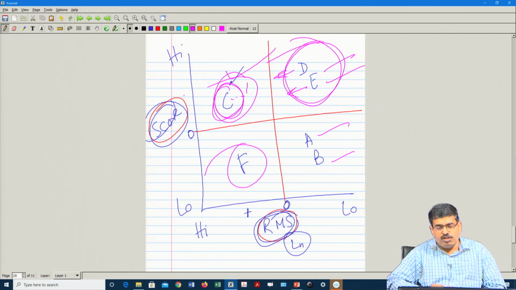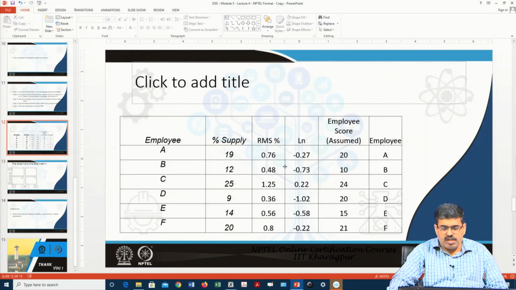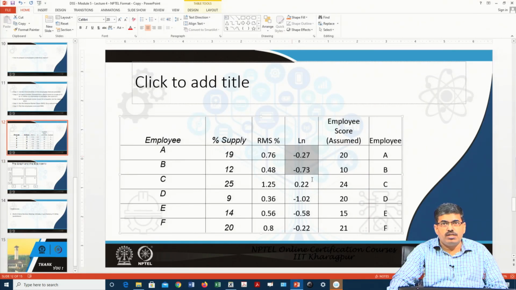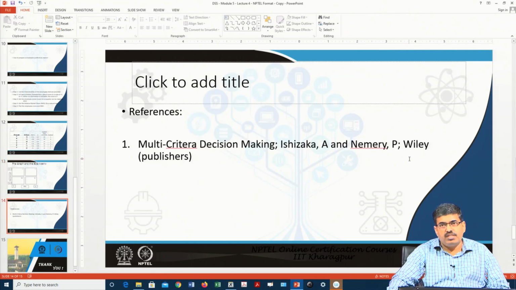So, we will close today with this BCG matrix. This is basically the log values that we mentioned. We have assumed some employee scores, they are just given, and the employee names. So you can plot them, just whatever I explained in the answer sheet. Now, the graphs of the BCG matrix: this is the cash cow, star, question mark and dog. These are the references.